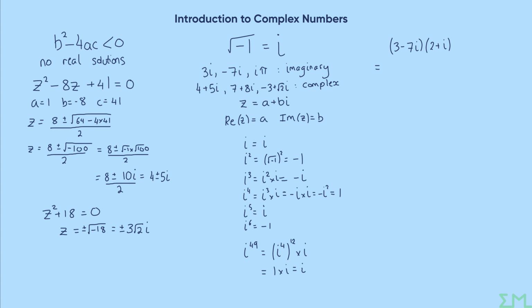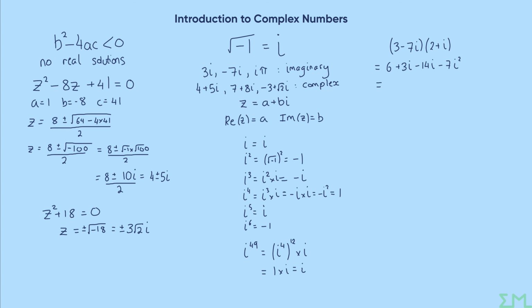So if we multiply this out, we're going to get 3 times 2 is 6, 3 times i is 3i, minus 7i times 2 is minus 14i, and then minus 7i times i, so minus 7i squared. Now as soon as you get an i squared appear in any of your calculations, you're going to immediately replace that with negative 1, because we know that's what it actually equals. There's no point in leaving it unfinished if we don't actually evaluate it.